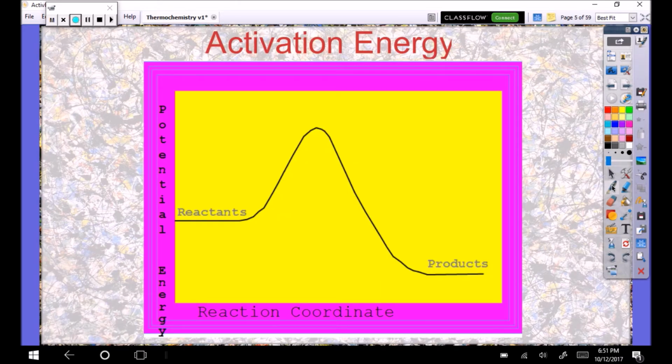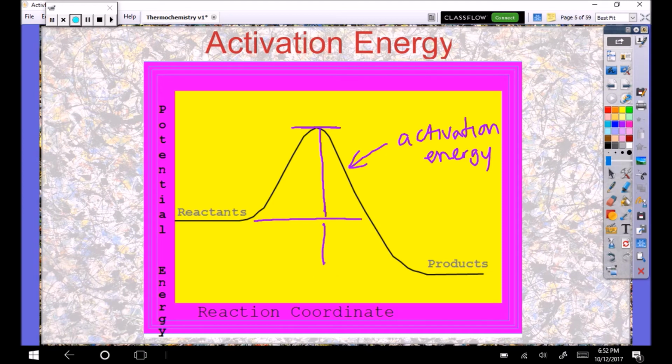Your activation energy. If you remember this graph, if we're looking at the potential energy, your activation energy is the amount of energy you need to get your reaction started. So this is your activation energy, right? Activation energy. Delta H is the difference between your reactants and products. So delta H is in this section here.